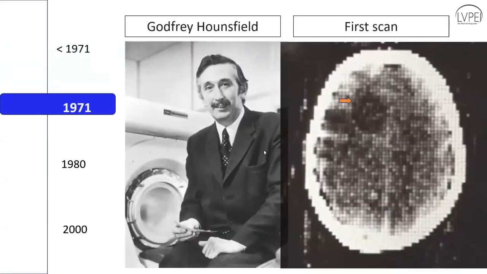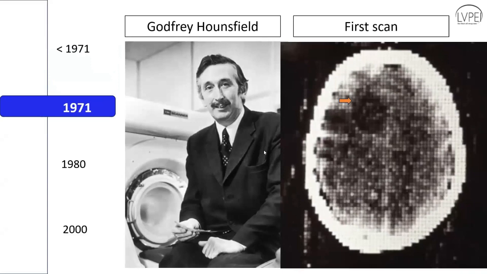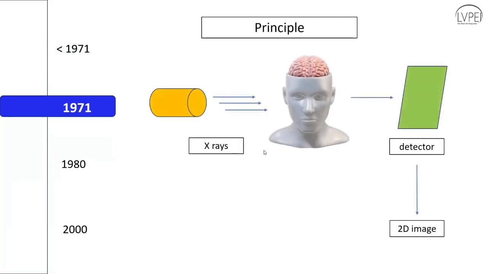In 1971, CT began with the pioneering work of two talented individuals, Mr. Alan M. Cormack and Mr. Godfrey Hounsfield. This is the first CT image showing a tumor in the brain. The X-ray tube of the CT machine emits a beam of X-rays that are attenuated as they pass through the tissues and are detected by special detectors. Within these detectors, the X-ray photons generate electrical signals which are converted into 2D or 3D images.